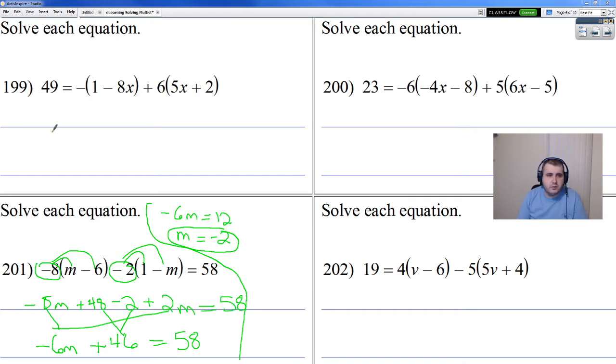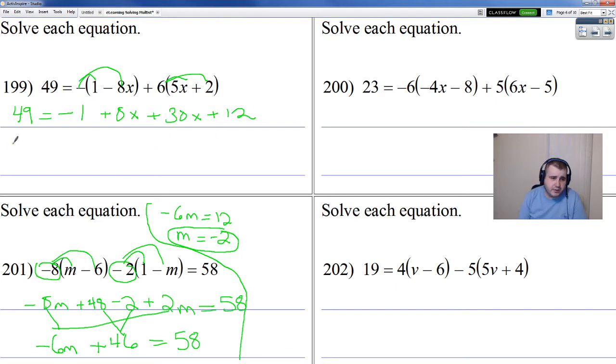All right, so once again, just be aware. So this negative hanging out here on the outside, that's -1, right? So we're going to multiply by -1 to these and by 6 to these. We got 49 equals -1 plus 8x plus 30x plus 12.